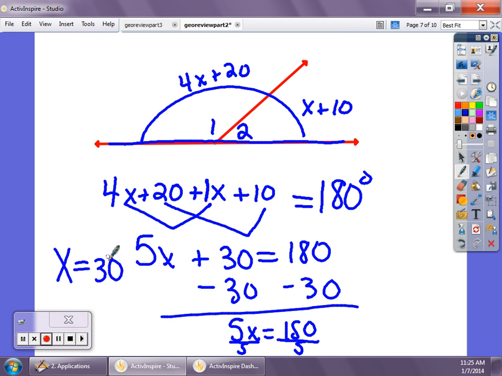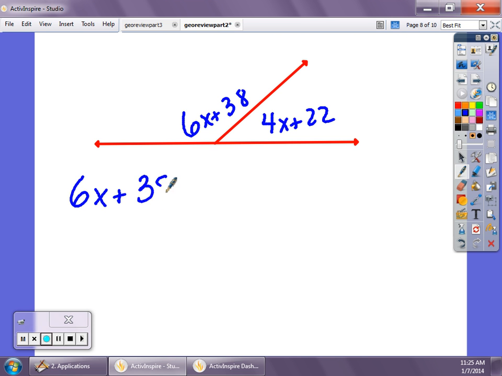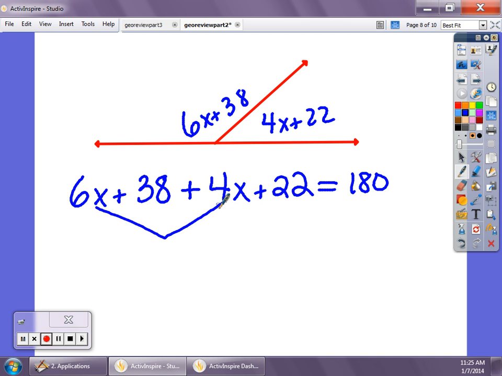We good? Okay. Number 18. Again, it adds up to 180. I have 6x plus 38, and I have 4x plus 22. Okay, what is my equation going to be? 6x plus 38. Yep. Equals 180. Part plus part equals whole. Okay, what is that? 10x.